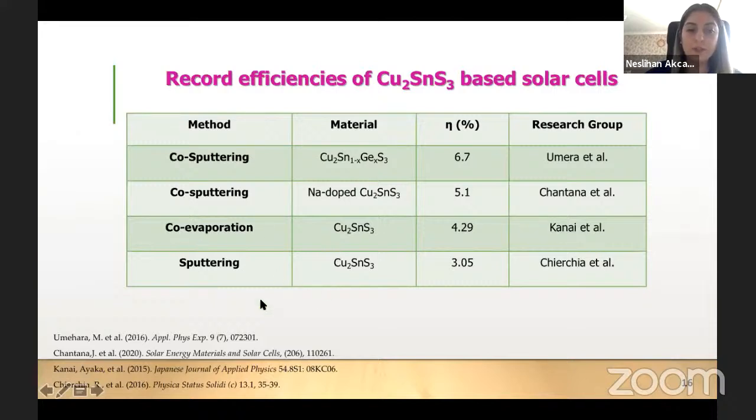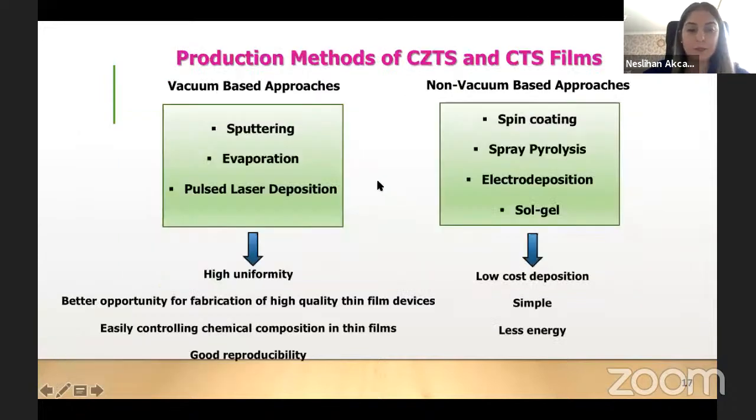They used a co-evaporation system, and for the sputtering method, the maximum efficiency is about 3.1%. They obtained this value in 2016. Today, I will show you our efficiency result, which is very close to this value. But of course, we followed some different methods to produce a solar cell. So these absorber films can be produced by a vacuum-based approach or a non-vacuum-based approach.